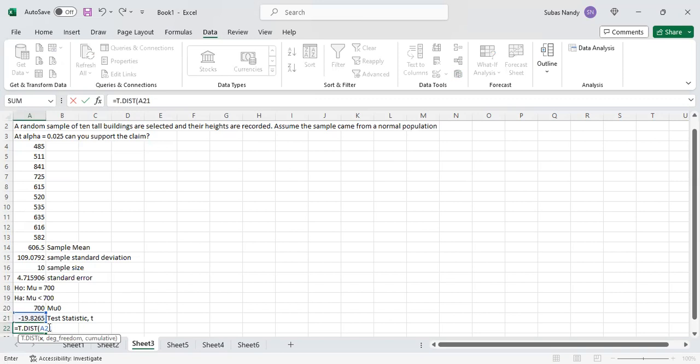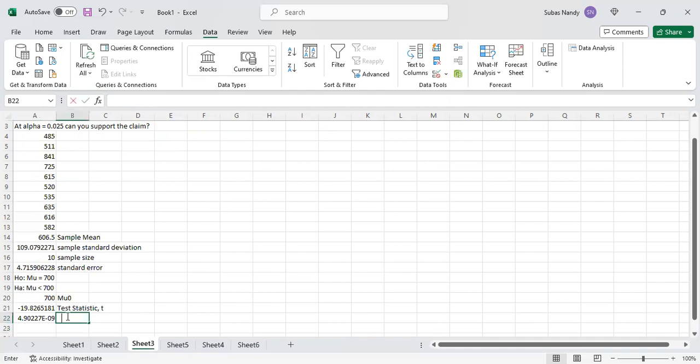Degrees of freedom is sample size minus 1, which is 10 minus 1, 9, comma, 9 is your degrees of freedom, and we say true because we want the area to the left of minus 19.82, that is stretching from minus infinity on the left up until minus 19.82. What is the area to the left of minus 19.82 under the t curve? So we say true for the third argument inside the parenthesis, and then hit enter.